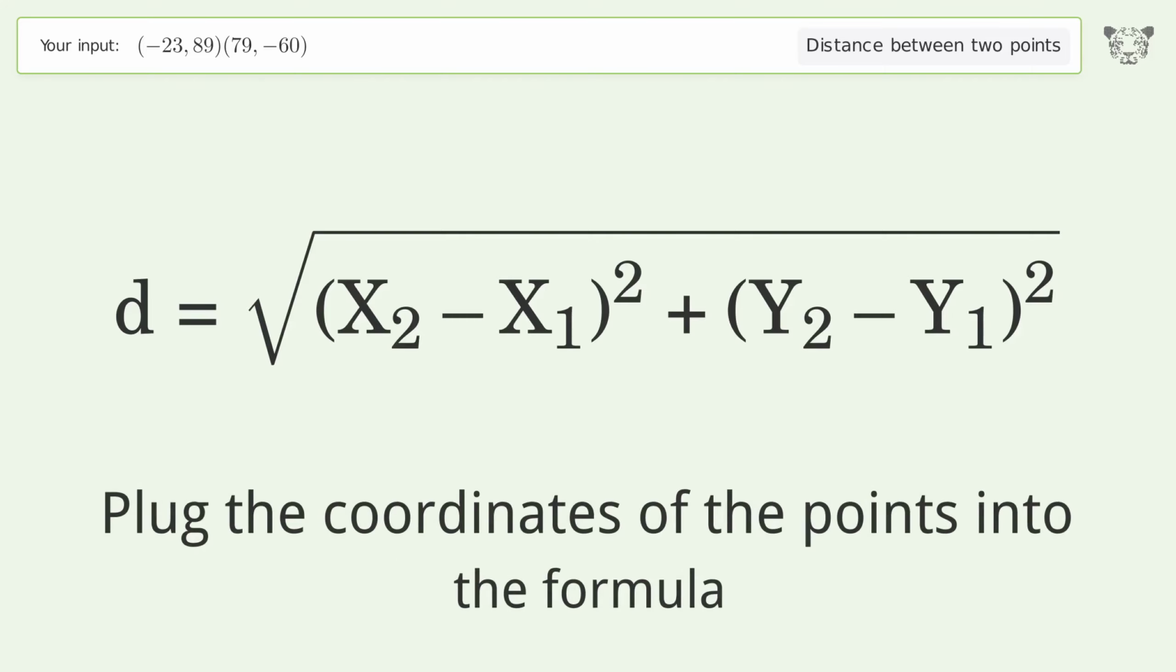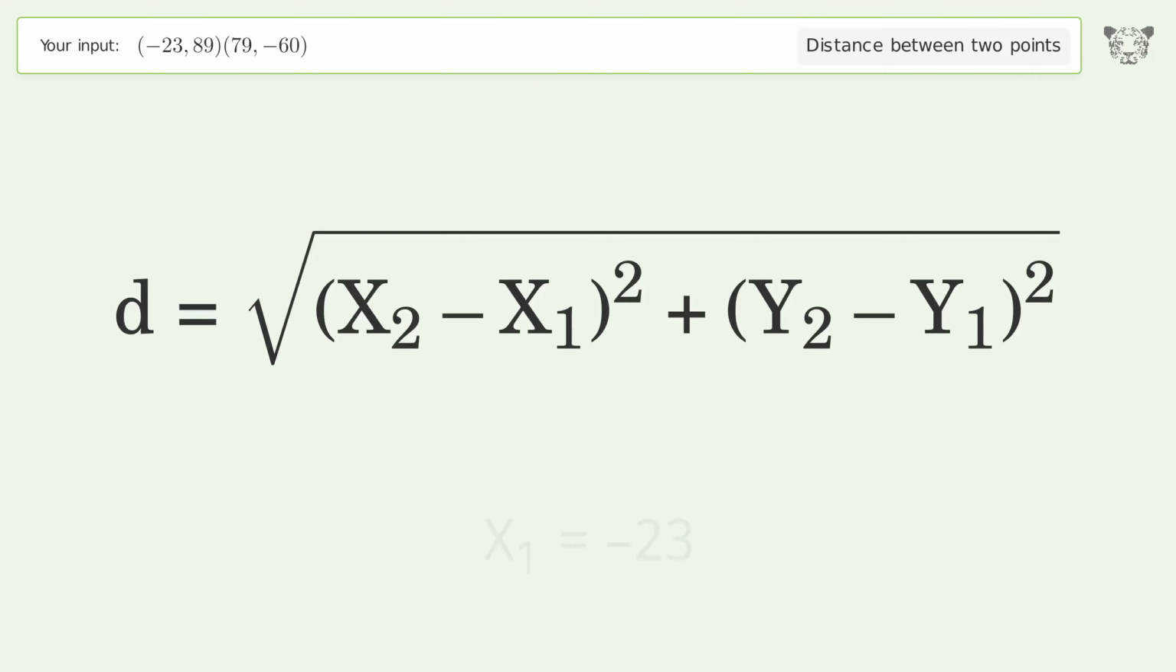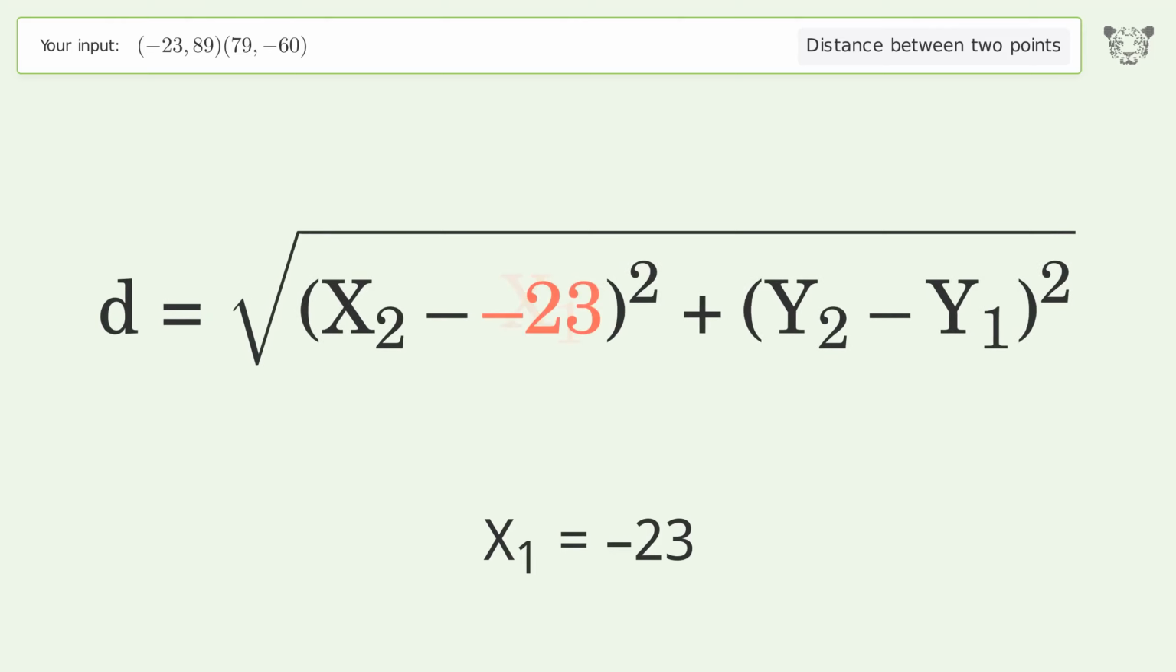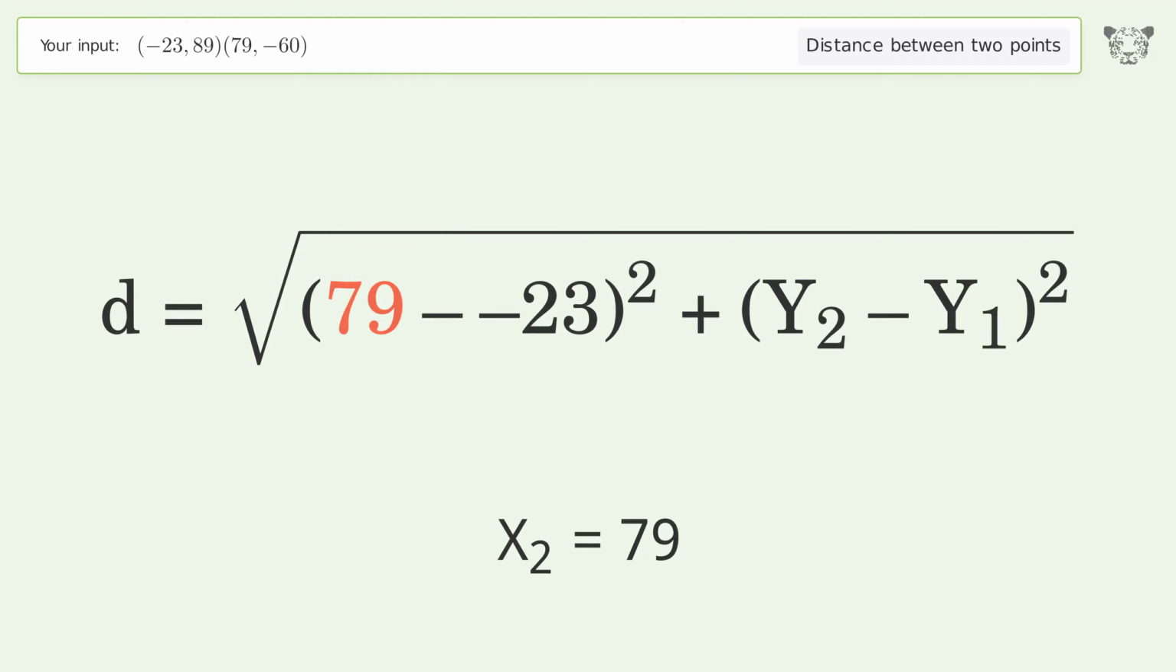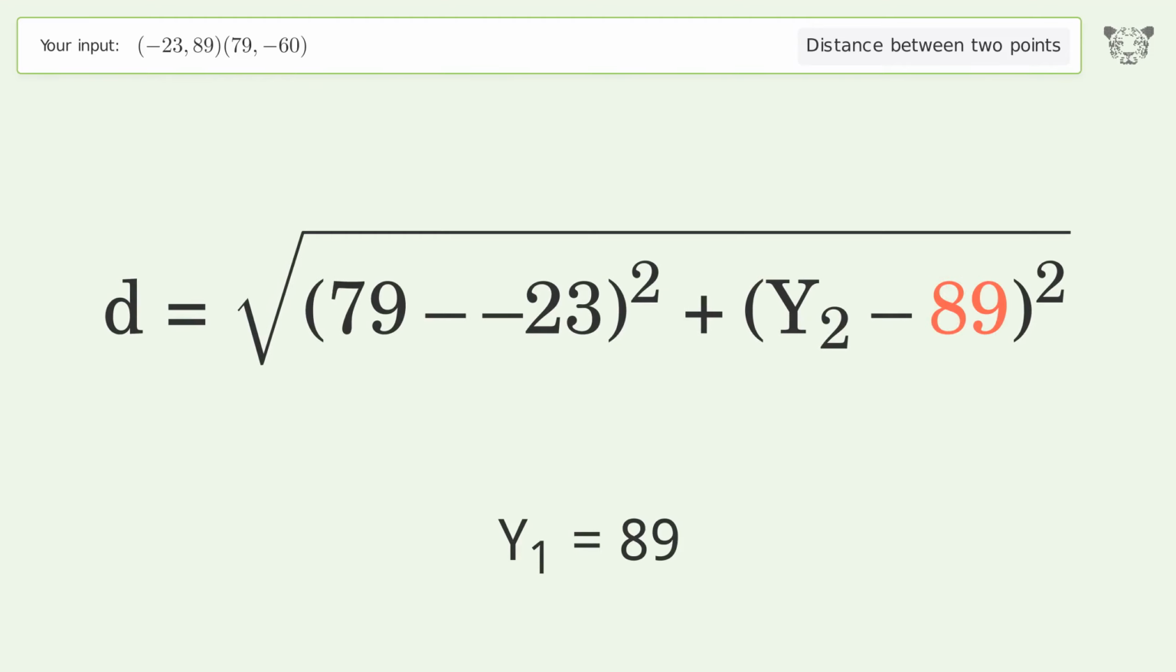Plug the coordinates of the points into the formula. x1 equals -23. x2 equals 79. y1 equals 89. y2 equals -60.